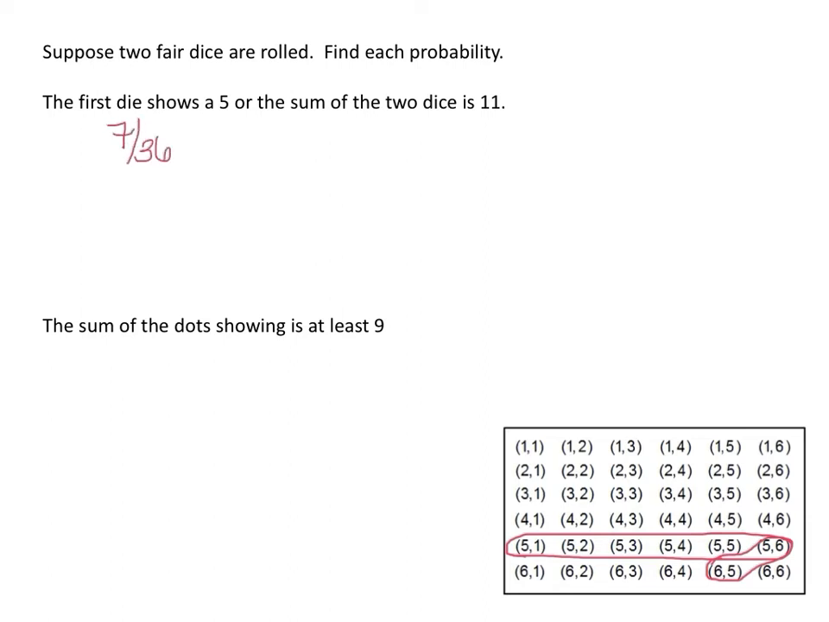The way that we would add this together, the first die showing a 5, that would be 6 out of 36. The sum of 2 dice being 11, that would be 2 out of 36. And we subtract the one that overlaps.